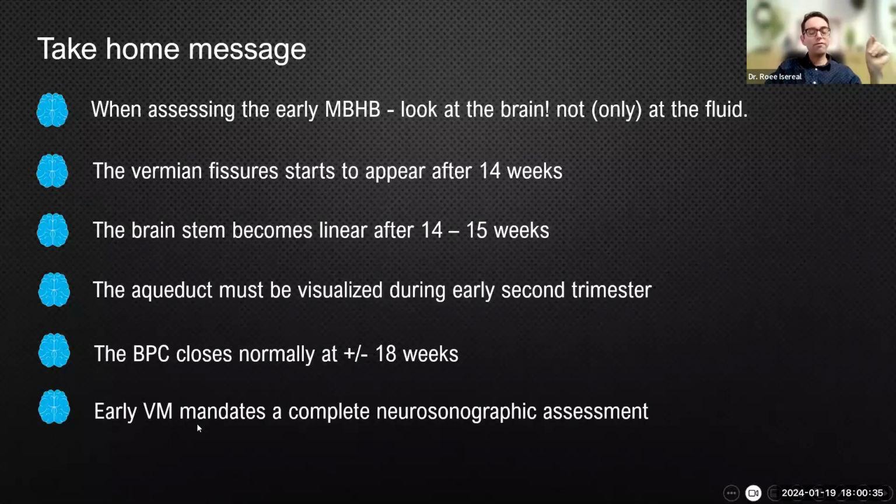And whenever you have an early ventriculomegaly, according to the pattern recognition, not according to the measurements, you must perform a complete neurosonographic assessment. Don't wait until 22 weeks. You can perform it at 15 weeks by transvaginal ultrasound, and in most of the cases, you will be able either to come up with a diagnosis or to reassure the patient. We can keep on following up, and the chances that everything will be okay are greater.